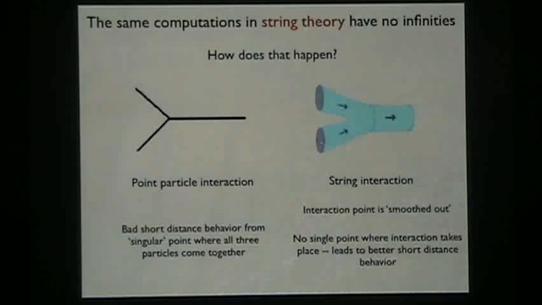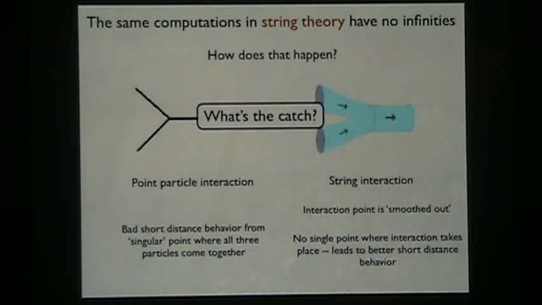In strings, when two strings interact, the diagram looks like this. A couple of strings come together and they mesh into one. There's no single point where the interaction is happening here. It gets smoothed out. And that smoothing out is what leads to the better behavior at short distance scales. So we have this nice picture where we have a theory that makes sense at all energy scales. It describes quantum gravity. Because it gives many different particles corresponding to the different ways that the string can wiggle, it can in principle describe the particles in nature.